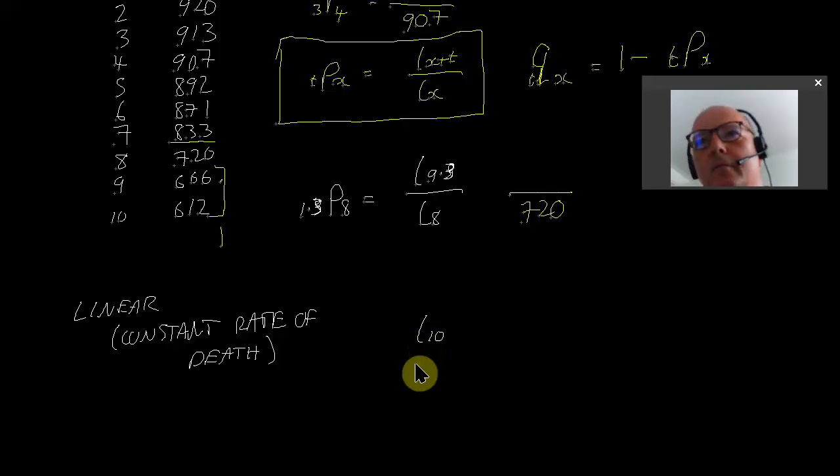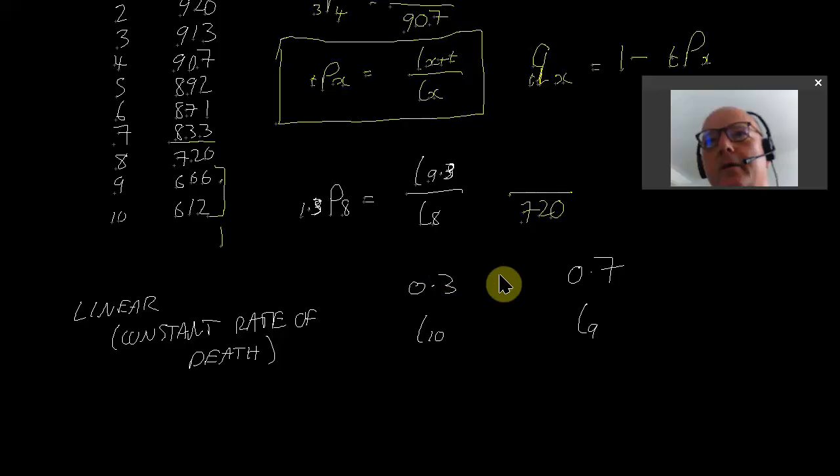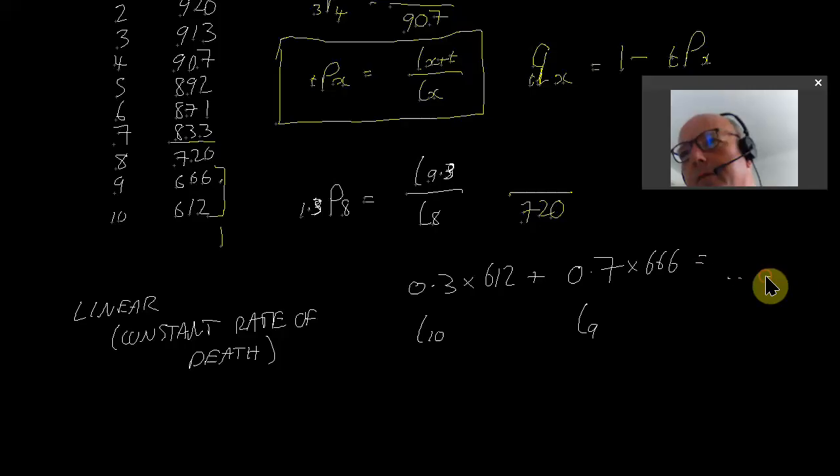L10, which is 612, and L9, and we're weighting the two. So 9.3 is closer, this is the easiest way to think about this, it's closer to L9 than L10. So we're going to get 0.7 lots of L9 and 0.3 lots of L10. So it's 0.3 times 612 plus 0.7 times 666, equals whatever that equals.